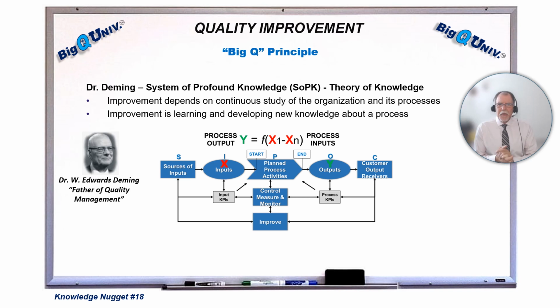Dr. Deming's view of quality improvement comes from the component of his system of profound knowledge called theory of knowledge. He believed that improvement depends on continuous study of the organization and its processes, and improvement is learning and developing new knowledge about a process, keeping in mind that the process output, the green Y, is a function of the process inputs, the red X's.